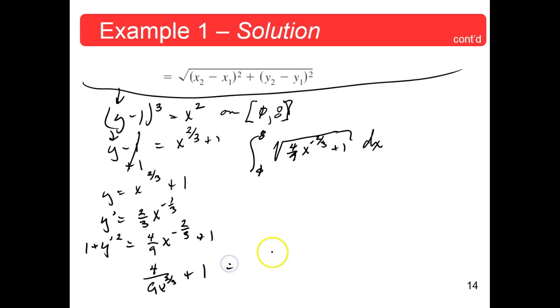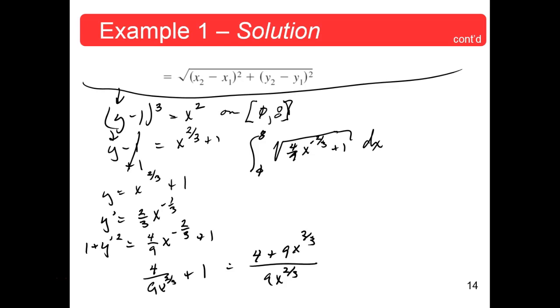So I'm going to rewrite that as 4 plus 9x to the 2/3 over 9x to the 2/3. Is that okay? I just rewrote this thing plus 1. First move the x downstairs with the 9. The plus 1 is already there. Well, then this 1 I'm going to write as 9x to the 2/3 over 9x to the 2/3, right? 1. Okay. So that's it. So 4 plus 9x to the 2/3 over that. Okay.